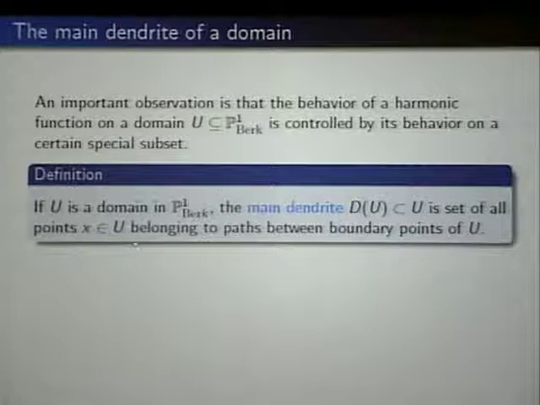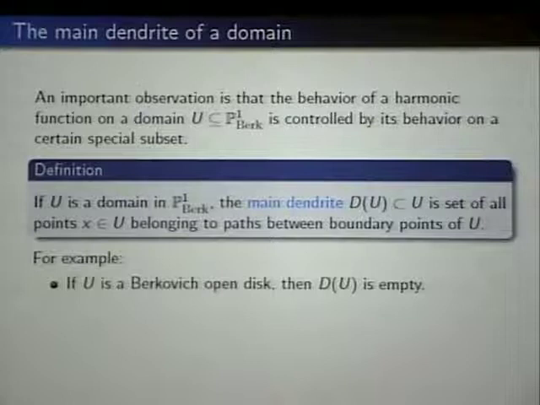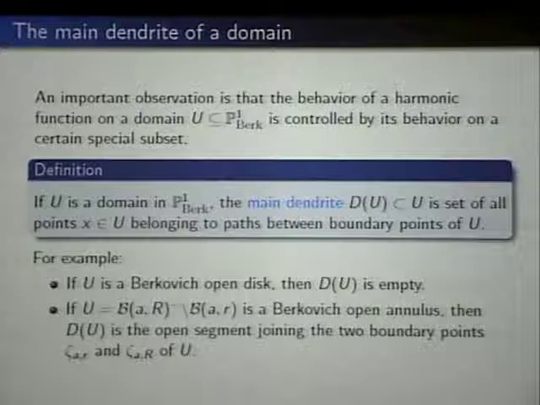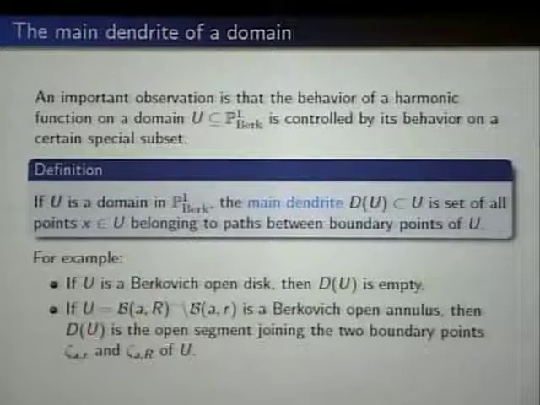So if I have a domain, I'll define, this is Robert Rumley's terminology, the main dendrite of the domain, D of U, to be the set of all points in U which belong to paths between boundary points. So I take all the boundary points and I draw all paths between them, and I look at all the points of U that lie in between boundary points. That's called the main dendrite. So for example, for a disk, there's only one boundary point, so the main dendrite is empty. If I have an annulus, there's two boundary points, and the main dendrite is the open segment running from one boundary point to the other. So if I take an open disk minus a smaller closed disk, then the two points corresponding to those disks, the main dendrite is the segment joining them.